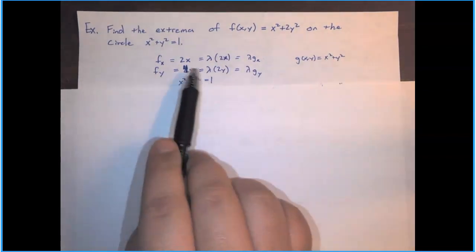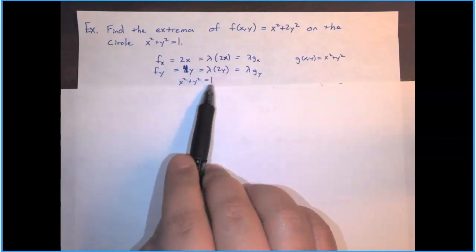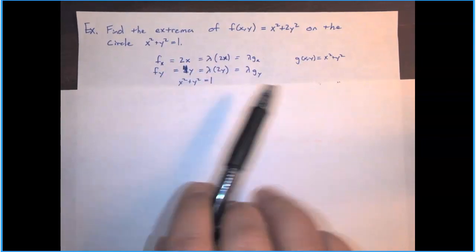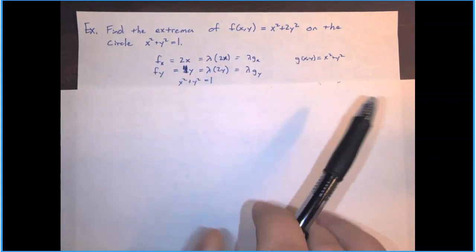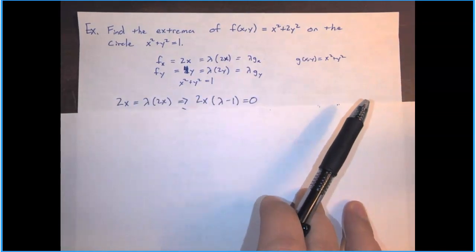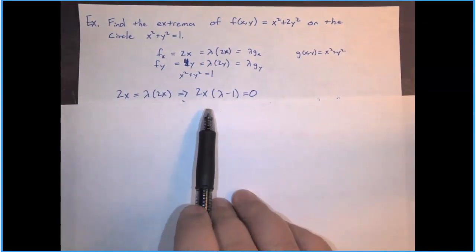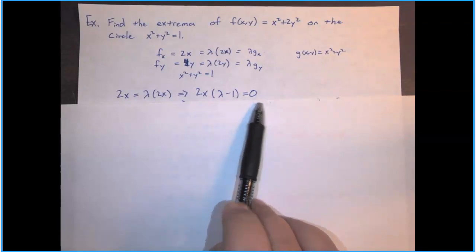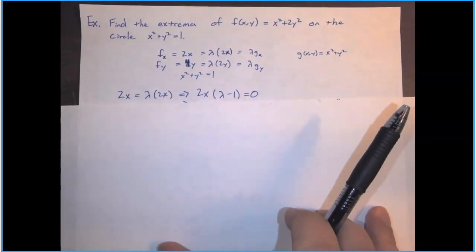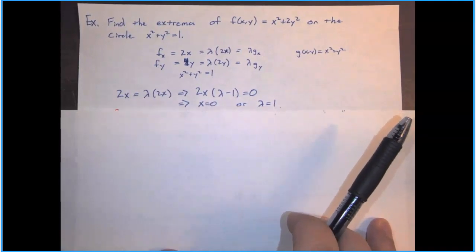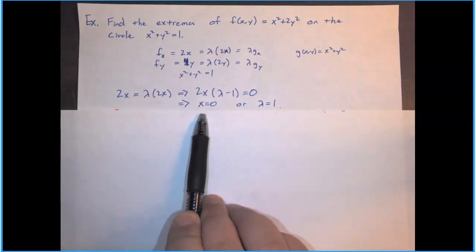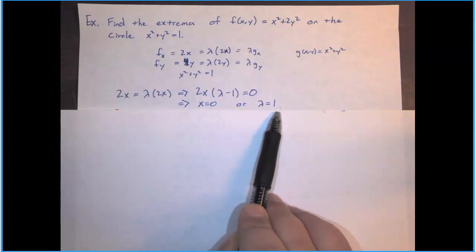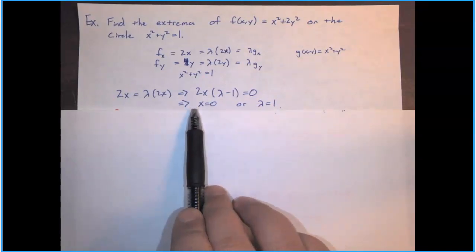I'm going to start by looking at this first equation and saying, okay, what if I get all the terms on one side? I subtract 2x over, I can factor a 2x out, and then I get 2x times lambda minus 1 equals 0. Well, this leaves me with two possibilities. The first possibility is that x equals 0. The second possibility is lambda equals 1. And so I have to look at these two cases separately.